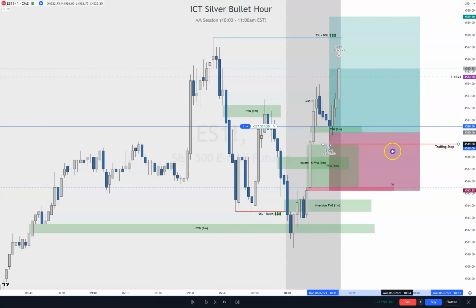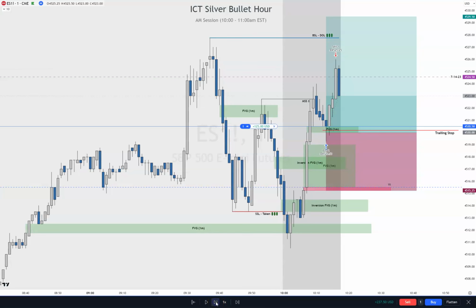I would move my trailing stop to here, one tick above. Actually, one tick above would be right here. Okay, that's where my trailing stop is. So risk-free trade at this point.